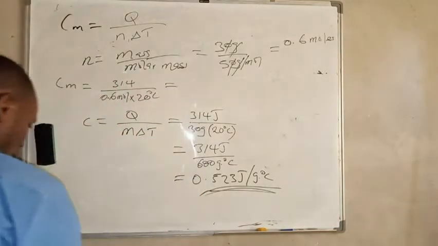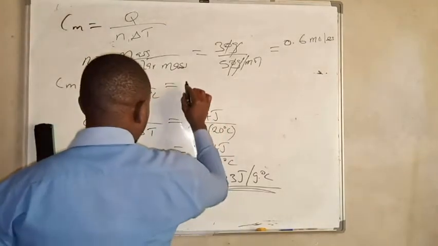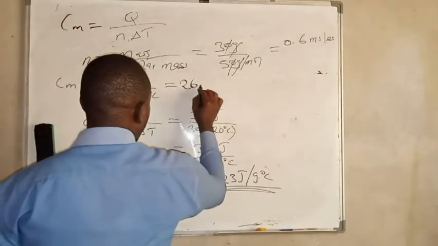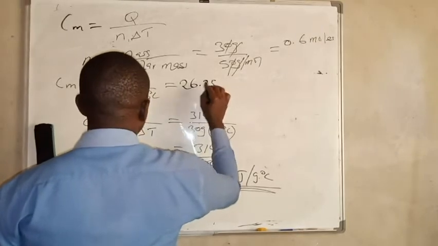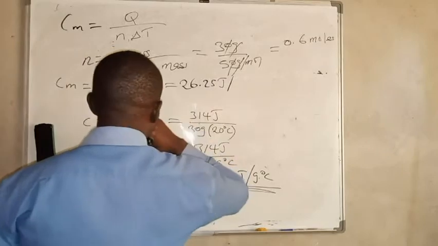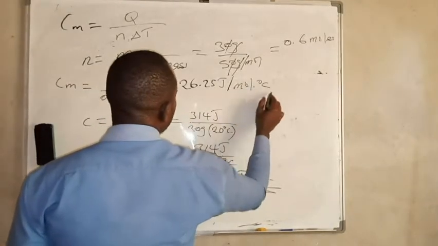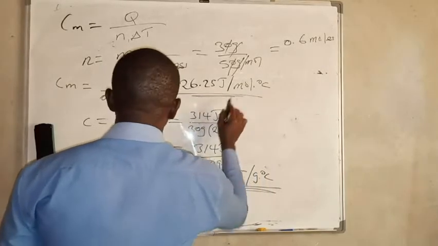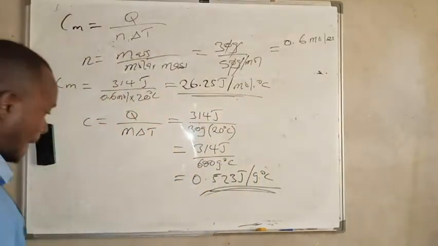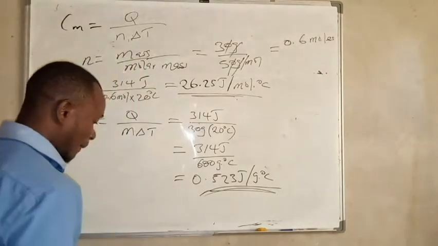This is going to give us 26.25 joules per mole per degree Celsius. So this is the molar specific heat for the sample.